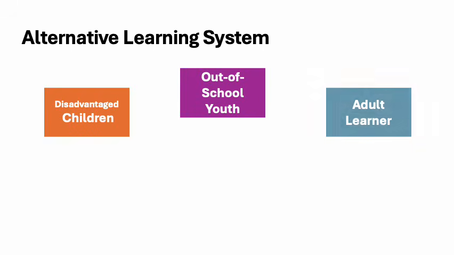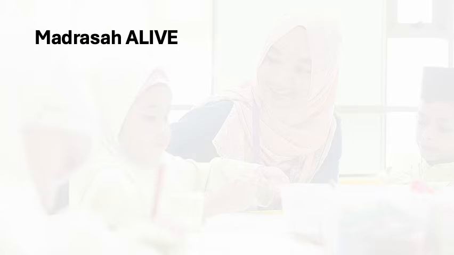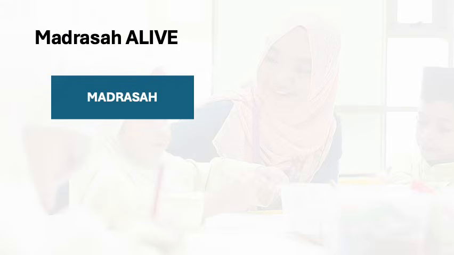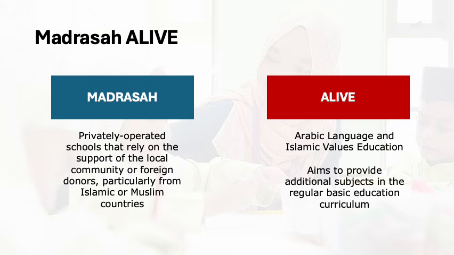ALS serves young learners who are not attending school, youth who have not completed formal education, and adults seeking better opportunities. It also supports disadvantaged groups who need alternative pathways to learning. Now, let's move on to Madrasa Alive, which focuses on Arabic language and Islamic values. So it enriches the curriculum with lessons in Quran, Hadith, and Fiqh. So this supports Muslim learners in both their cultural and academic growth.